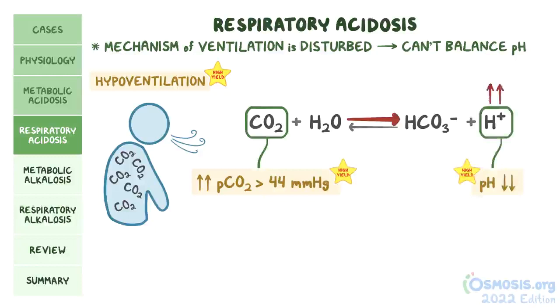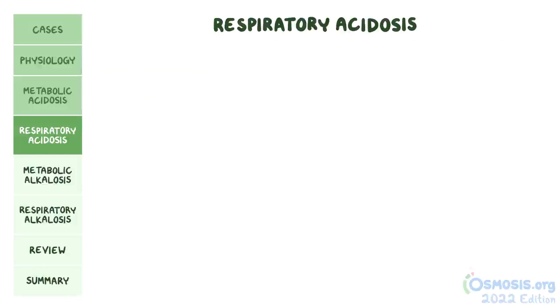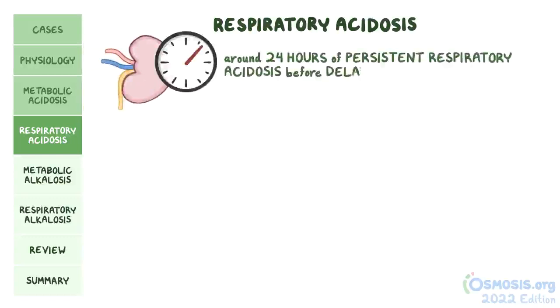In order to compensate for the acidosis, bicarbonate levels increase and the kidneys will eventually increase the absorption of bicarbonate ions. Now, unlike the respiratory response for metabolic acidosis, which happens immediately, the kidneys take time to increase bicarbonate levels. This can take around 24 hours of persistent respiratory acidosis before the delayed compensation takes effect.